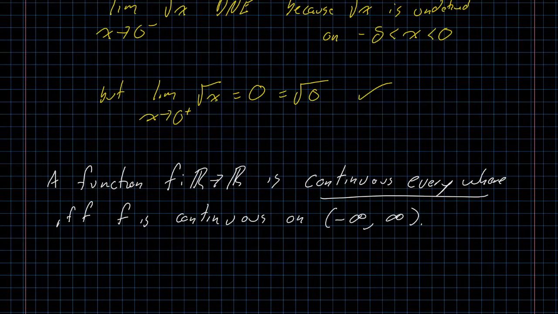And one last piece of vocabulary is continuous everywhere. A function is continuous everywhere if and only if it is continuous on the interval from negative infinity to positive infinity, which we've established before is the set of all real numbers. But using this, we can rely on the definition we've already come up with for continuous on an interval, and everything works out nicely.